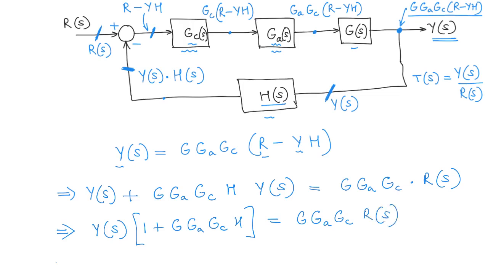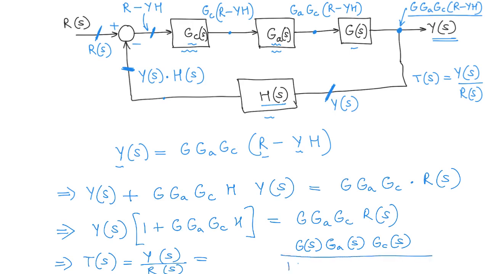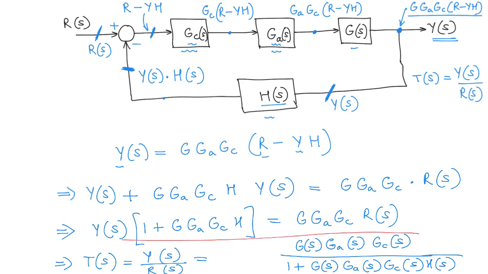R(s). So now we can get T(s), which is Y(s) over R(s), and that is going to be, what do we have at the numerator? We have G(s), I'm just putting the s terms back, Ga(s) Gc(s) over 1 plus G(s) Ga(s) Gc(s) H(s). And so we've got the transfer function of the overall system here.